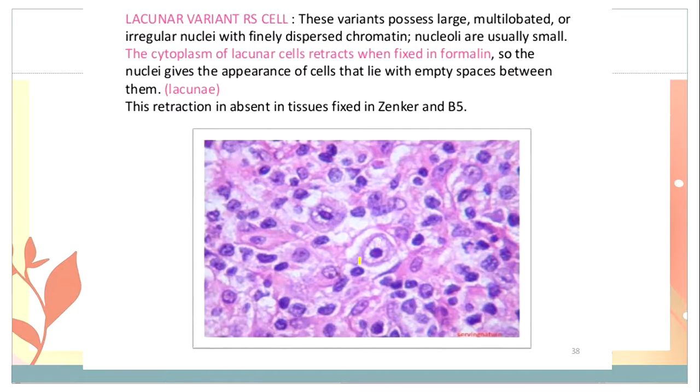This is the lacunar variant. The cells are large, multilobated, and they have irregular nuclei. The cytoplasm retracts when fixed in formalin, therefore it gives an appearance of lacunae in the cytoplasm. And this retraction is absent in tissues which are fixed in Zenker and B5.